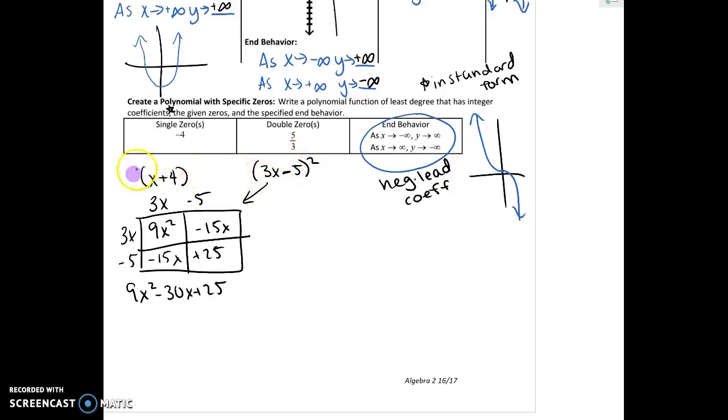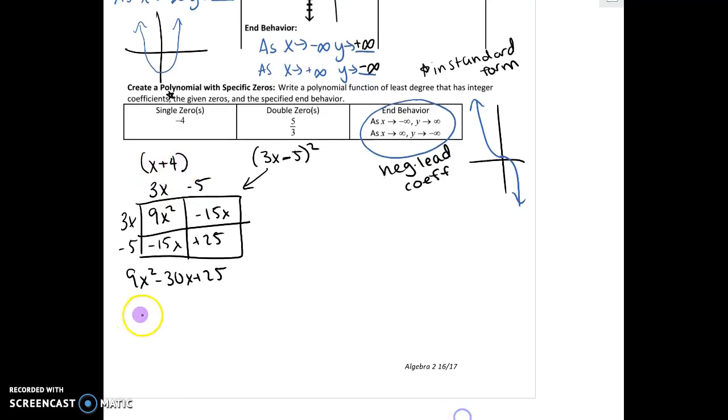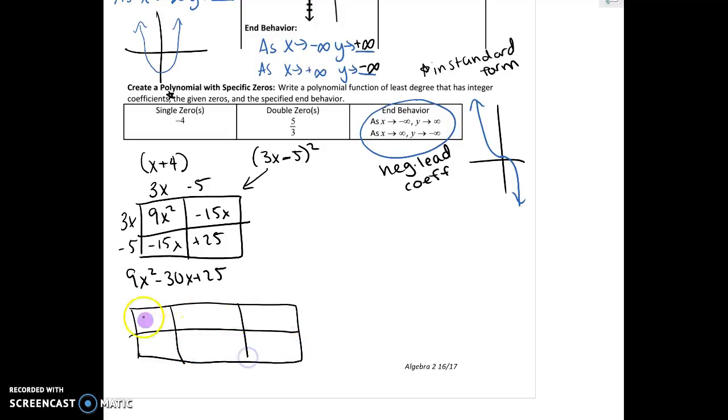That's that. But I didn't take into account my x plus 4. So what I'm going to do is I'm going to multiply one more time. All right, and this is where box method really is kind of more helpful. I'm going to do x and the plus 4 here. And then I'm going to do 9x squared minus 30x plus 25. Oh, that was supposed to be an x plus 4. All right, so I set up another box.